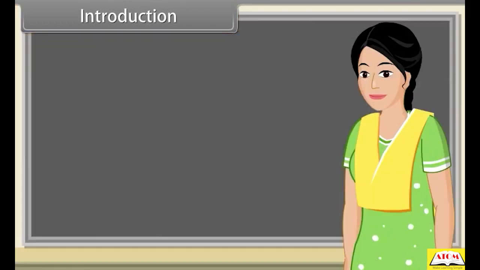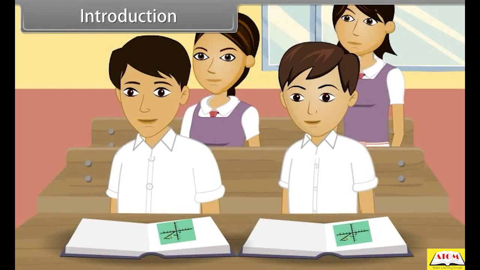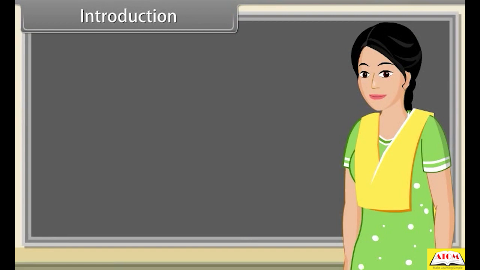right. A slope of a line represented by letter M is expressed as up or down movement divided by the right or left movement. Teacher, can you please explain to us the slope of the line? Yes. Come, I will tell you about the straight lines and the slope of the line.